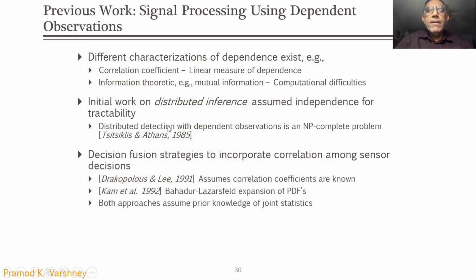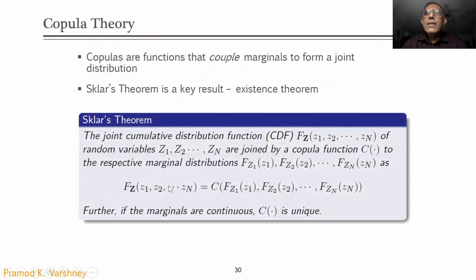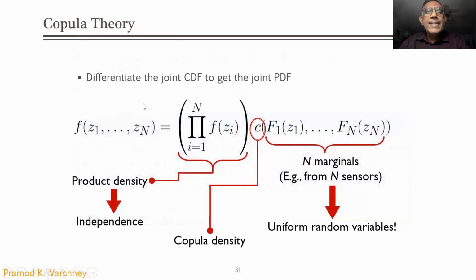So how to define the dependence? All of us have used correlation coefficients or mutual information based measures and so on. In our distributed detection problem, there was a nice paper by Tsitsiklis in Athens. They showed that it is an NP-complete problem. And then on decision fusion strategies, a couple of people in the early 90s talked about it. But we started looking at the problem again, and we used Copula theory. This Copula theory is something very nice. It was by somebody called Sklar, and this is a very nice theorem. I'm going to go to the next slide where one can see it very easily.